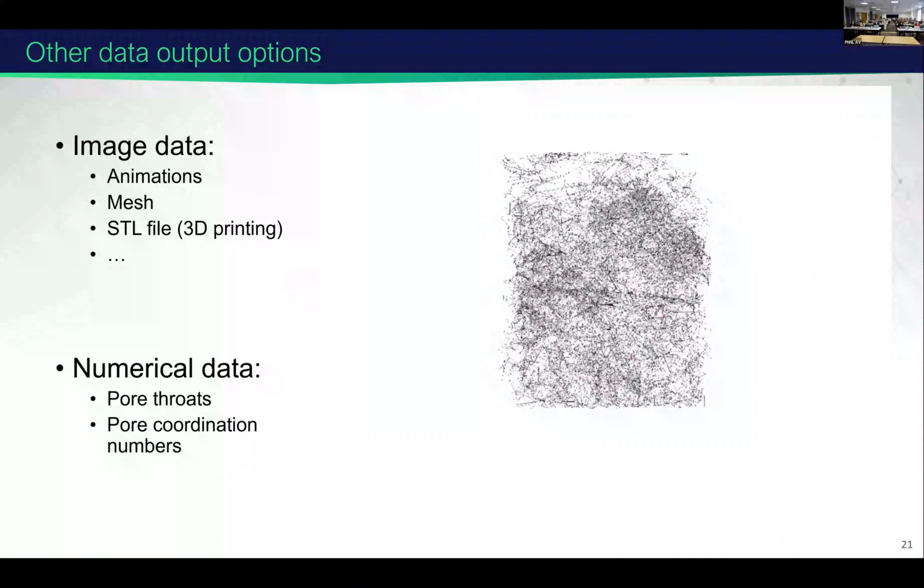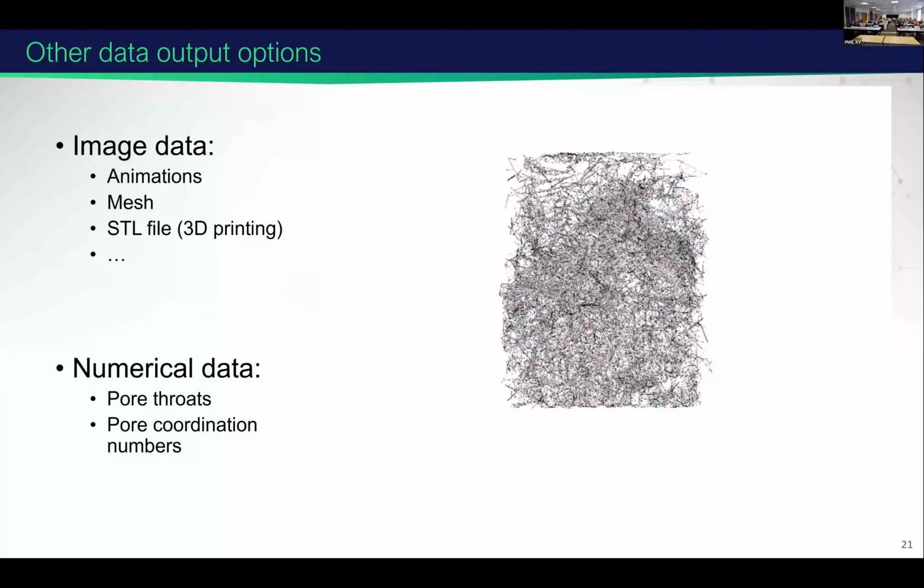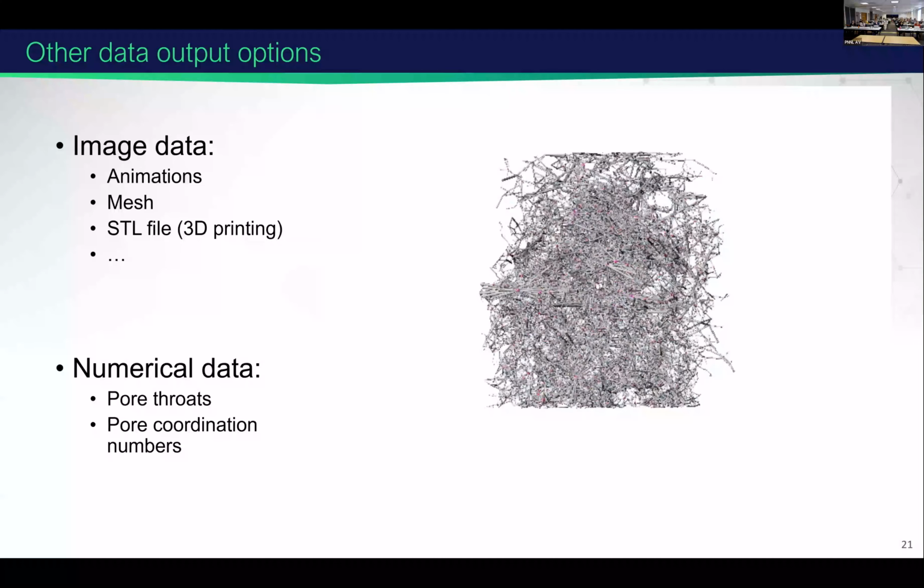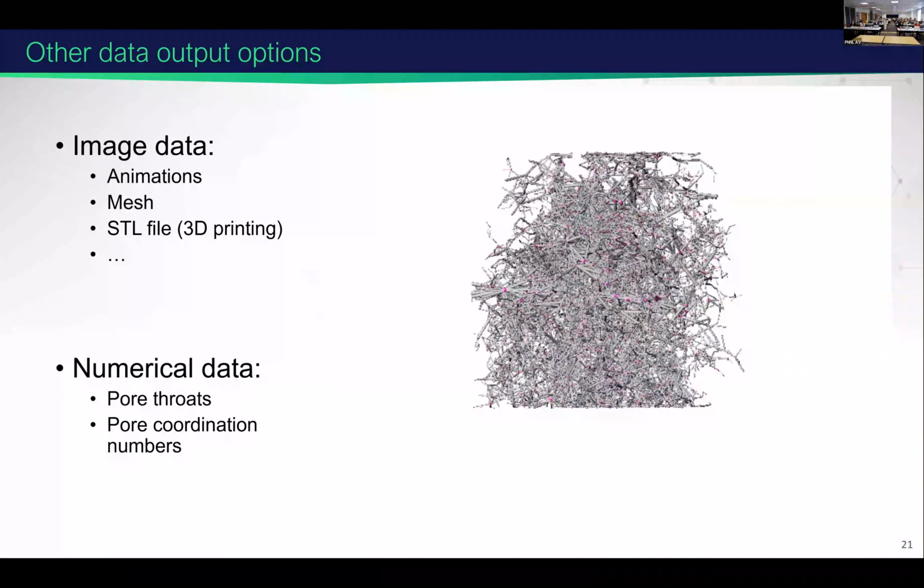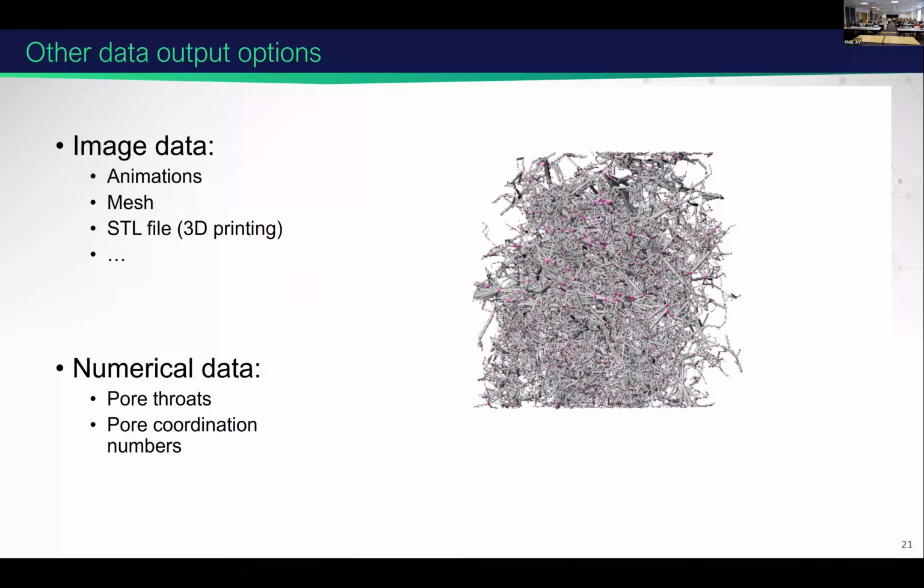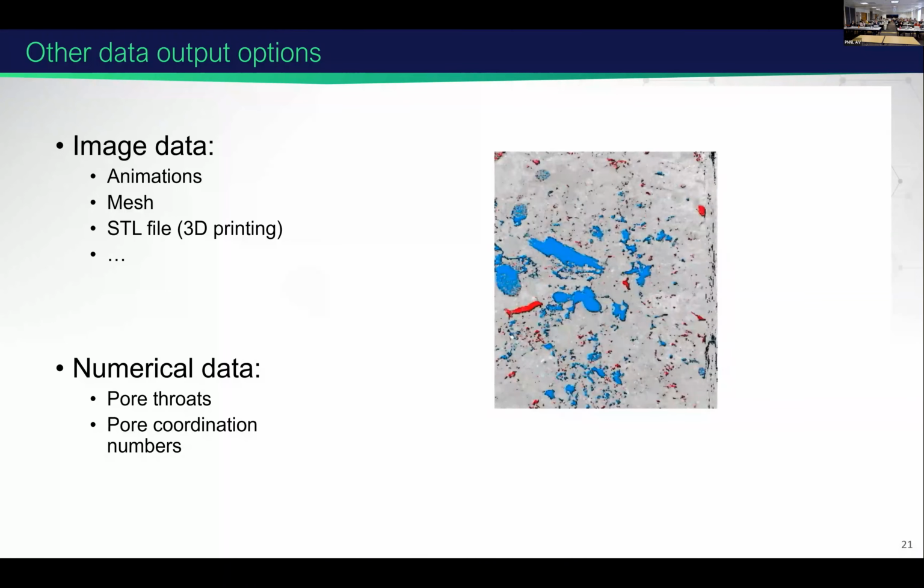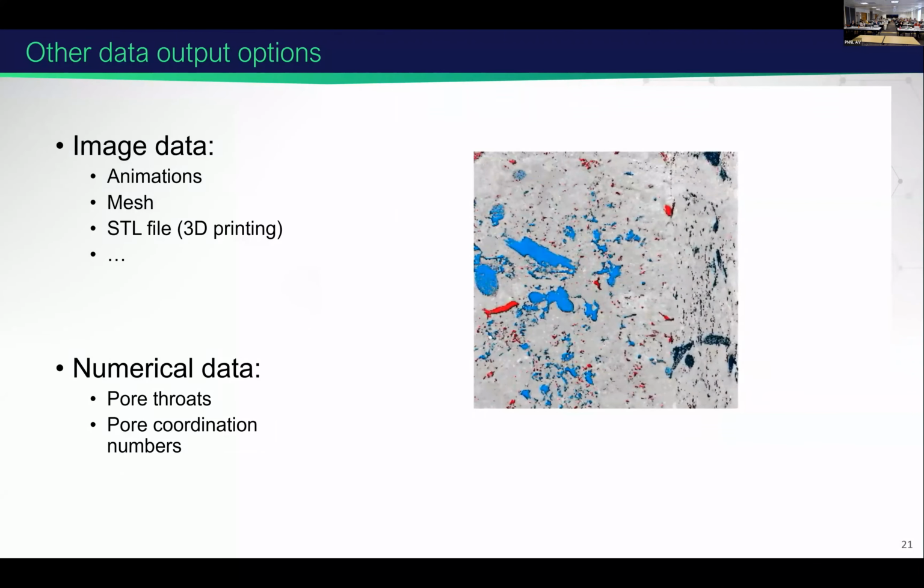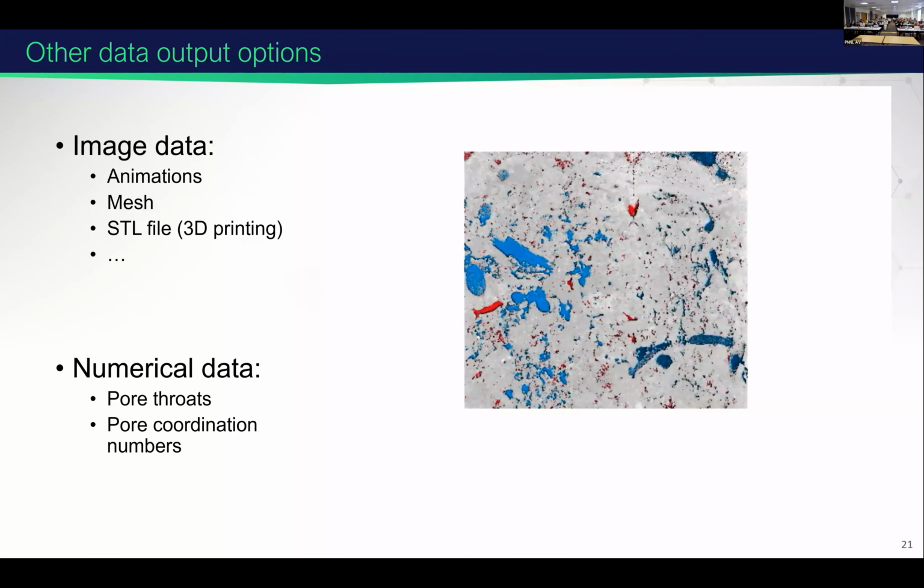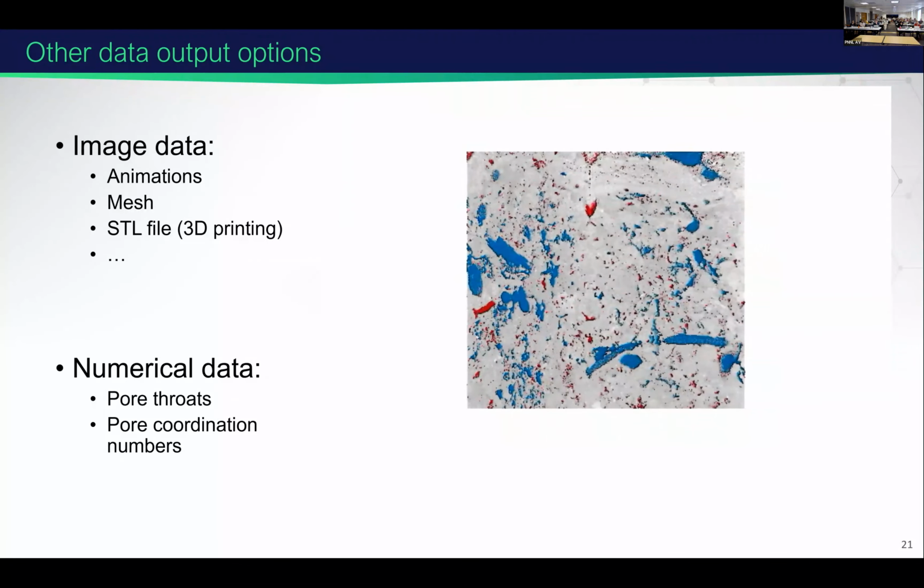If we save in that format, you can imagine printing out a pore network out of a polymer, for a micromodel for instance. And for numerical data, for MONet, we do not calculate at this point the pore throats, their distribution, and pore coordination numbers, but those can also be extracted from the pore network data.